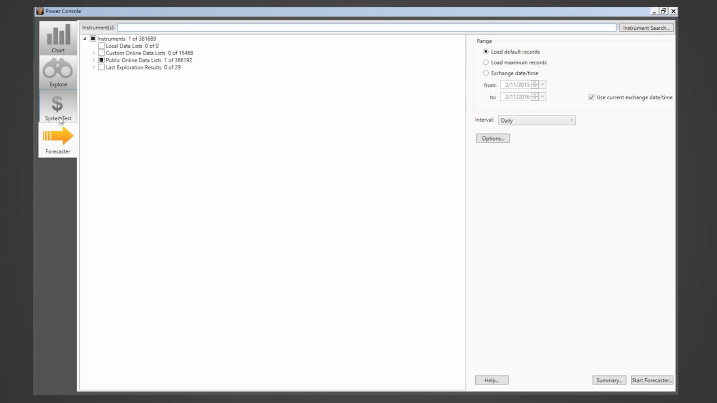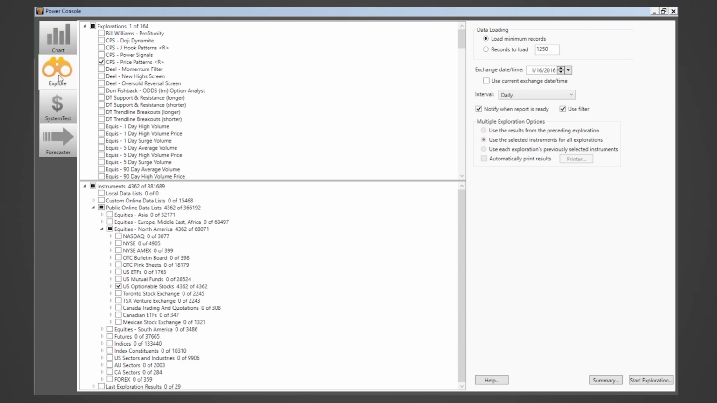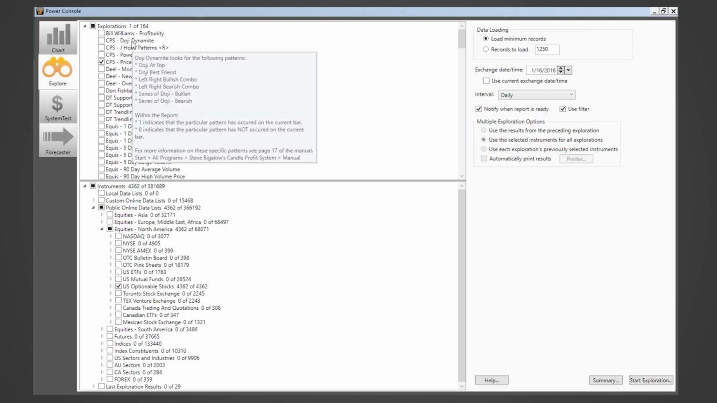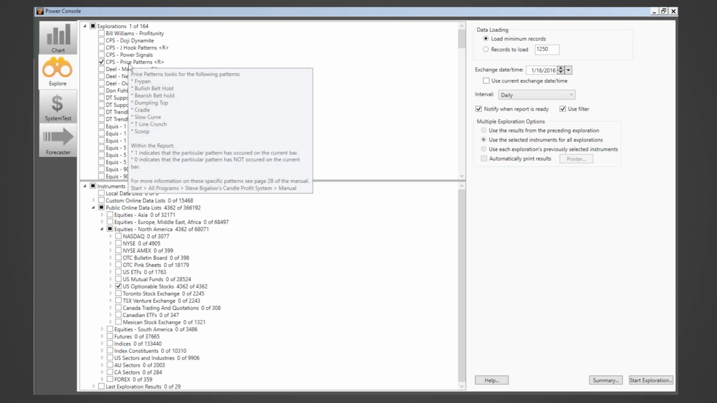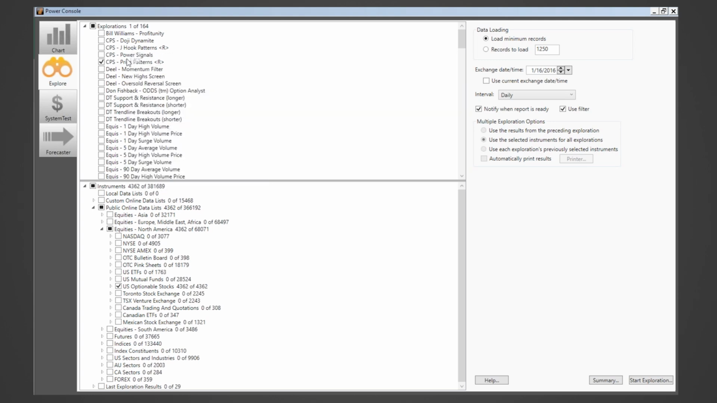What I'm going to do is focus again on scanning. So I just click on this Explore button. It has binoculars here. And here I've got a list of scans that are available. We've got the Doji Dynamite. We've got the J-hook patterns. We've got the power signals and the price patterns. So these are broken up depending on the type of signals that you want to find.